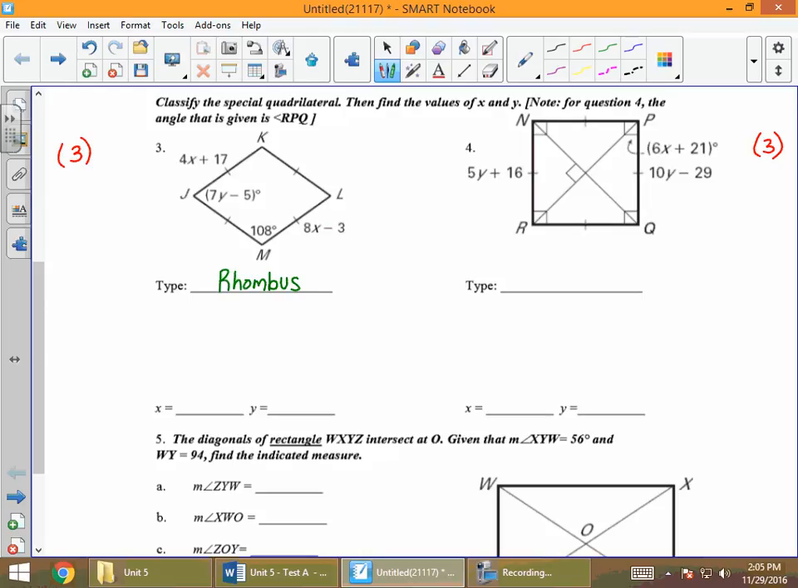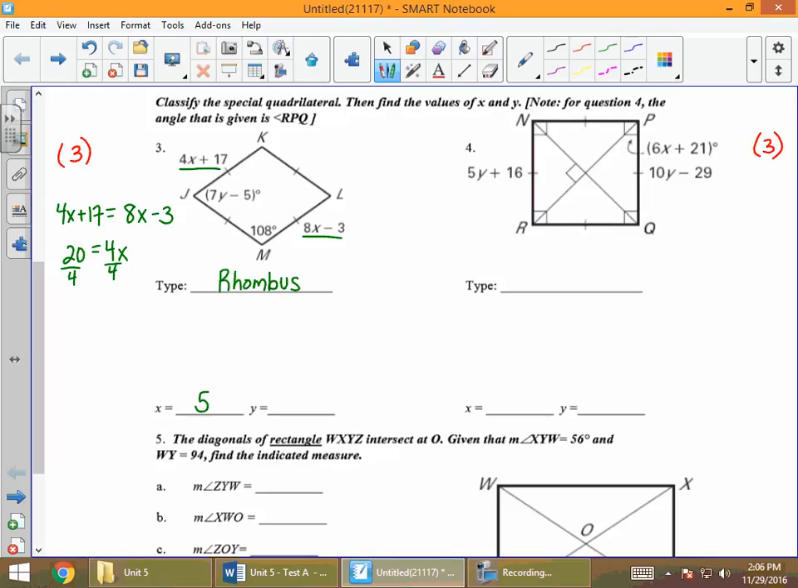So looking up here, I have 4x plus 17 and 8x minus 3. The relationship between those two numbers, because it's a rhombus, they are the same. So 4x plus 17 has to equal 8x minus 3. Subtract 4x on both sides. That gives me 4x on the right. Add 3 to both sides. Gives me a 20. Divide both sides by 4. 20 divided by 4 is 5 for x.